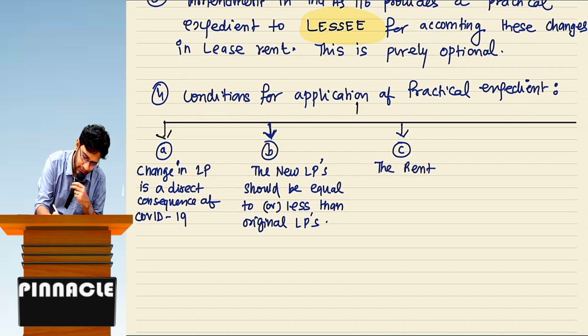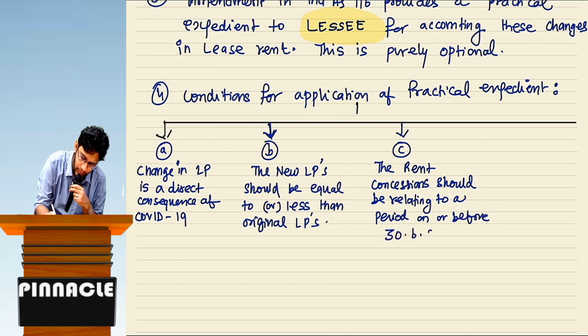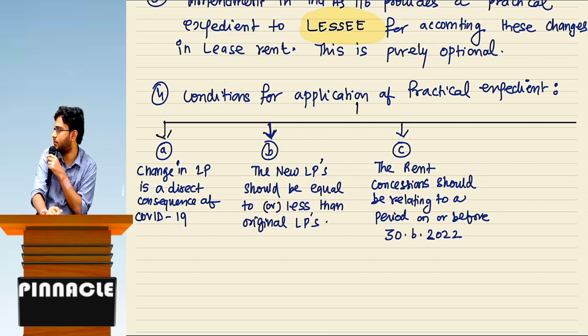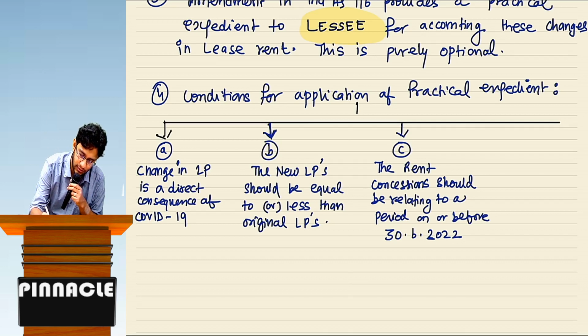The rent concessions should relate to a period on or before this amended date. The amendment came last year only, but this date was recently introduced. It is a recent instance for your exam. That also came last year only actually.